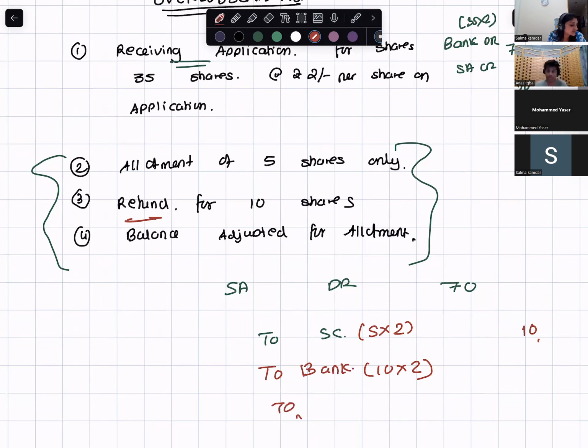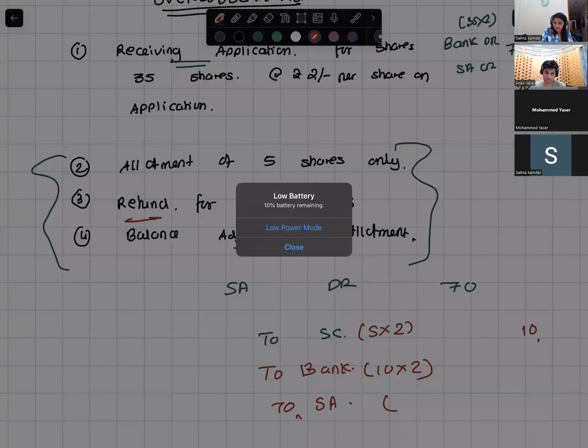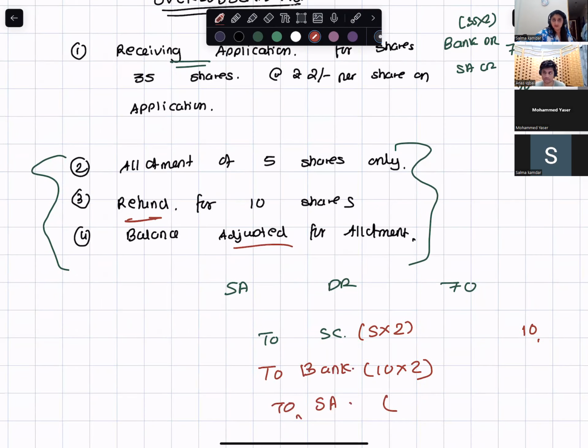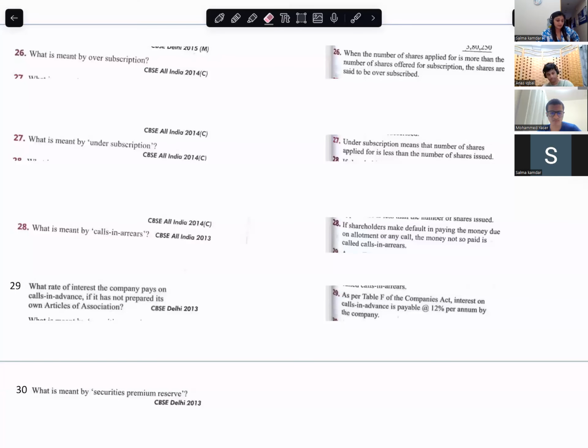Anas, balance to be adjusted for allotment. What will you write? Share allotment. For how many shares? Pending 20 shares. 20 into 2, that is 40. Okay, come on.